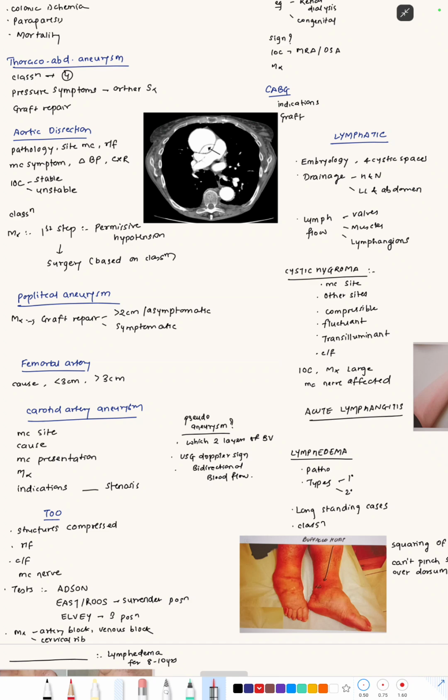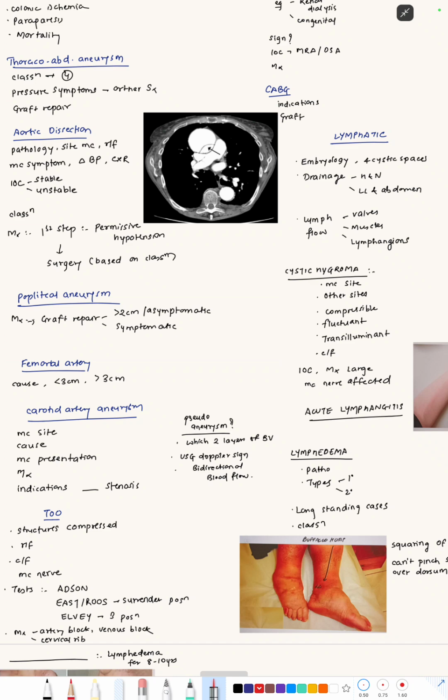In Adson's test, the arm is abducted up to 30 degrees with the arm straight, and we have to check for the pulse of the patient. While doing so, there is a decrease or absence of pulse that is seen. Then the EAST test, that is the elevated arm stress test or Roos test, where we ask the patient to place the arms in the surrender position and to intermittently close the fist and open the fist. This will increase the pain.